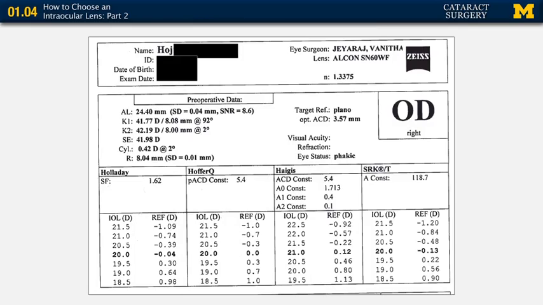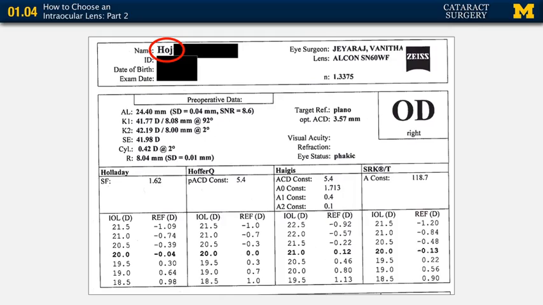So if we mag up on that same IOL Master readout and take a step-by-step approach, we see our first step is to look at the identifying data. Here we see we've actually got the incorrect patient. This is not Mr. Lon, this is Mr. Hodge.